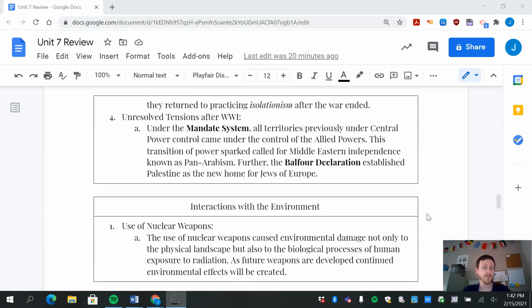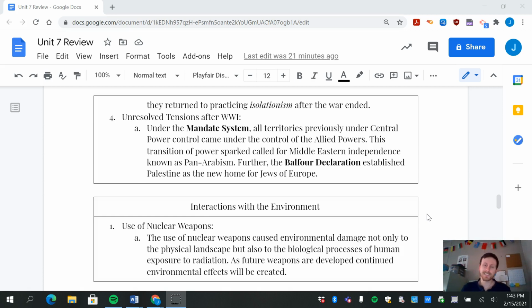Now, as we go forward and we look at some more of these unresolved tensions, yes, the Treaty of Versailles is a major issue, but we also have the shift of power of these colonies. So not only is Germany losing all of its territory, but Austria-Hungary loses its territory, and the Ottoman Empire, who we oftentimes maybe forget is also a part of this, basically disintegrates, and a lot of those territories now come under the control of the Allied powers.